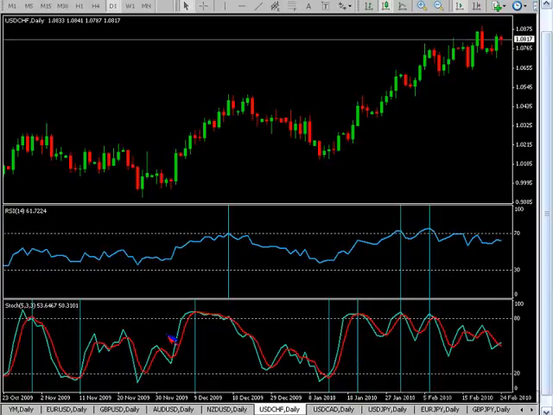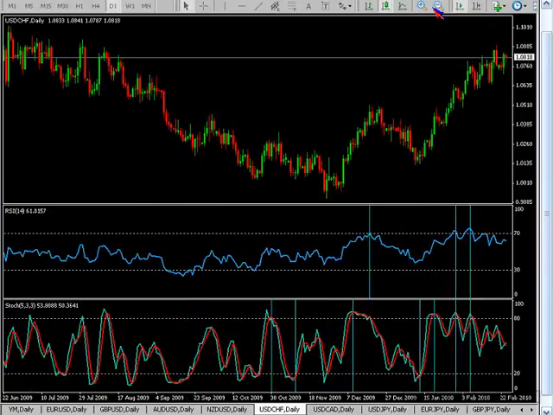The slow stochastics indicator is going to have us in the market a greater amount of time. That's why I prefer the RSI. The difference in the math, the way it works, you'll see that the RSI is a bit more selective.